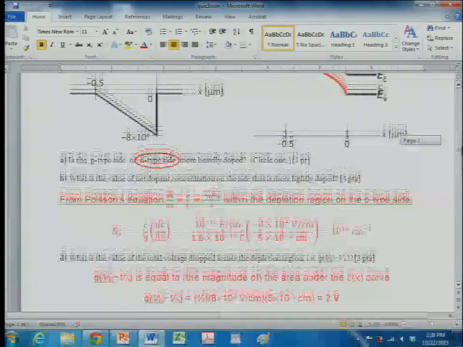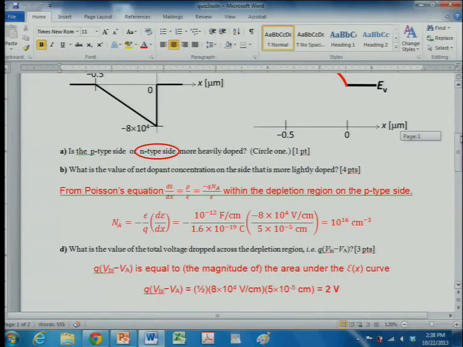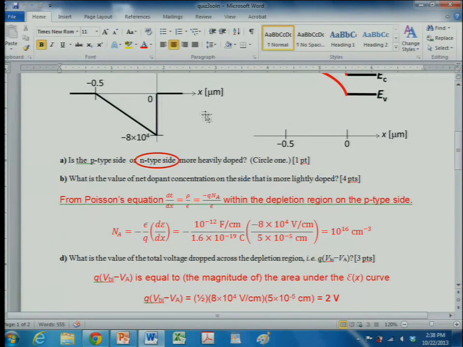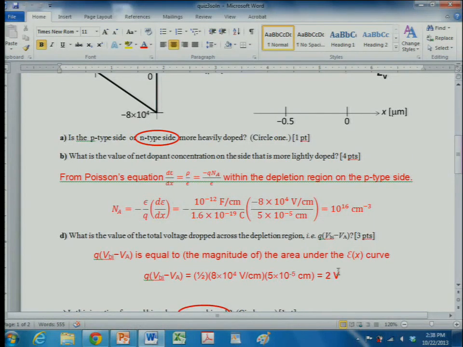Then the built-in, the total voltage dropped across the depletion region, is just the area underneath this triangle, or the magnitude is equal to the area under the triangle. So again, it's just 1/2 times minus 8 times 10 to the 4 times half a micron. You just have to keep track of the units, make sure that half a micron is 5 times 10 to the minus 5 centimeters.